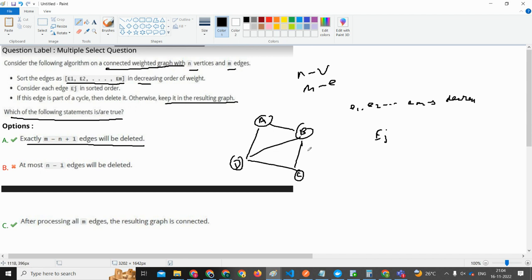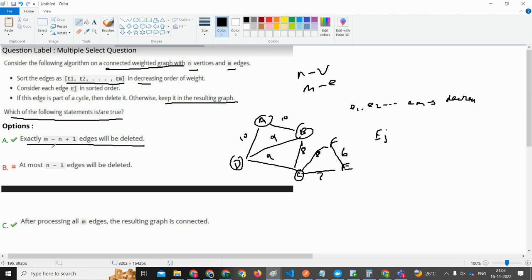Remember the property of a tree, of an acyclic graph, right? Again, the same thing. If there are n vertices and there are no cycles at all, and all n vertices are connected, how many edges do we have? n minus 1, right? Yeah, exactly.